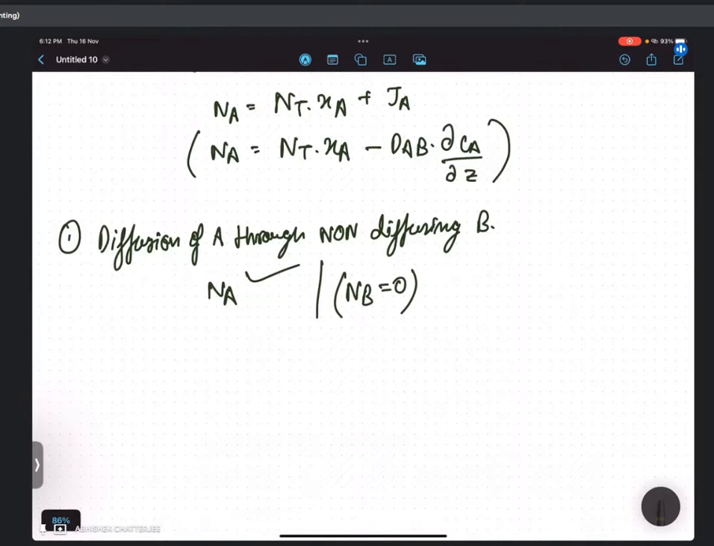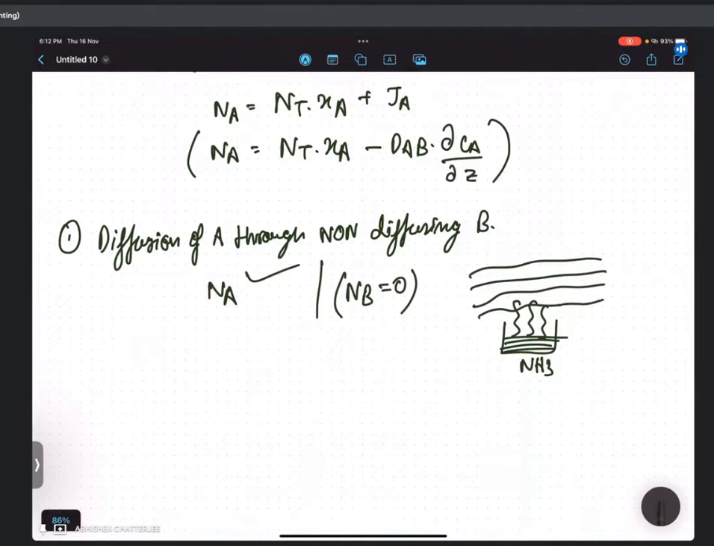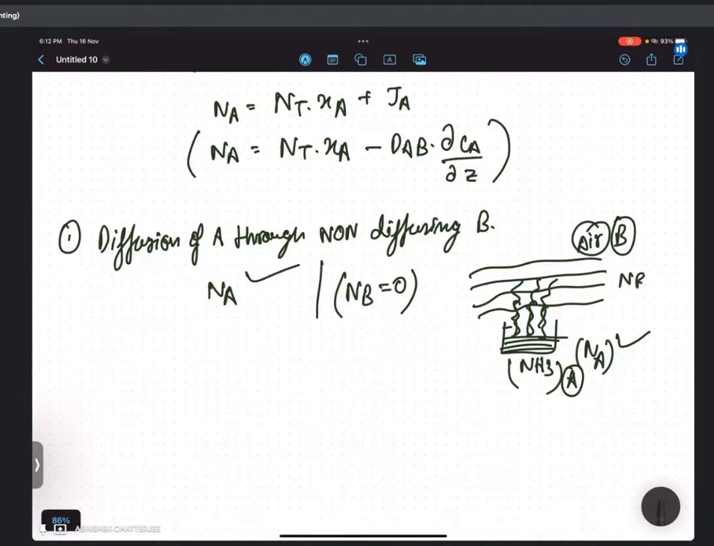For example, suppose you have kept a beaker full of ammonia. Ammonia vapors will get generated, and suppose air is there. These ammonia vapors will diffuse in the air. Let ammonia be component A and air be component B. So what is happening here? The ammonia vapors are diffusing in the air, which means Na will be there. However, the air is not diffusing into the ammonia vapors or into the beaker, so our Nb is equal to 0. This is a simple example of diffusion of A through non-diffusing B: B is not diffusing, however A is diffusing.